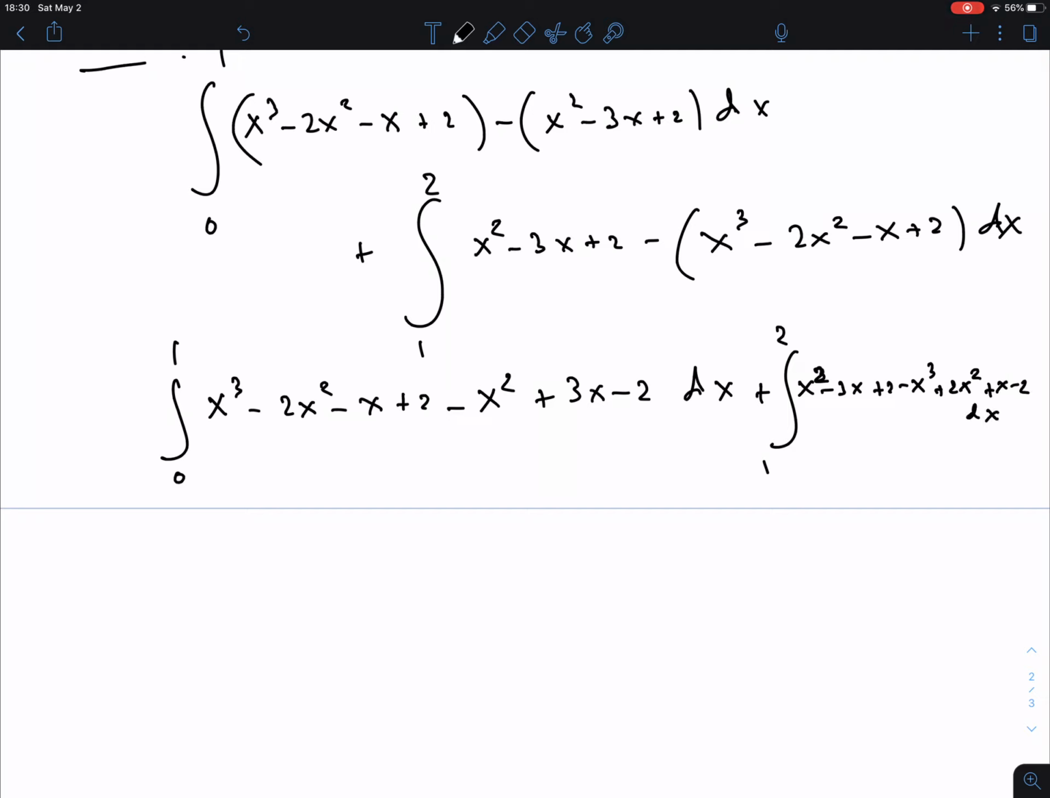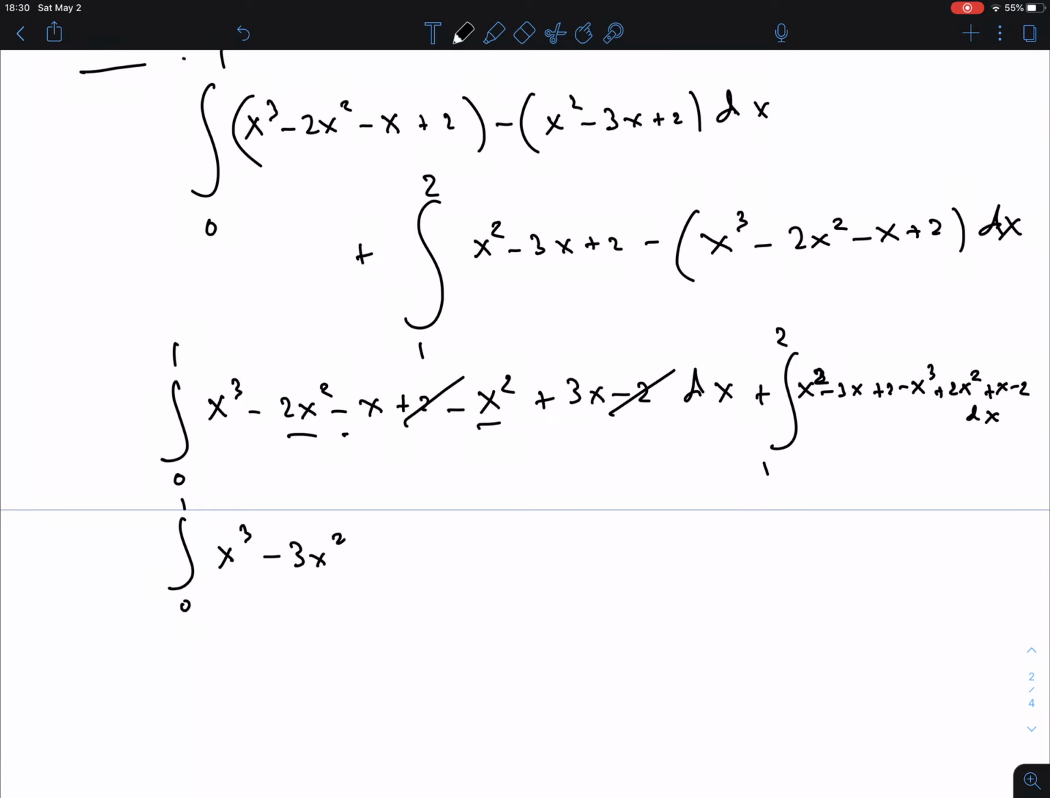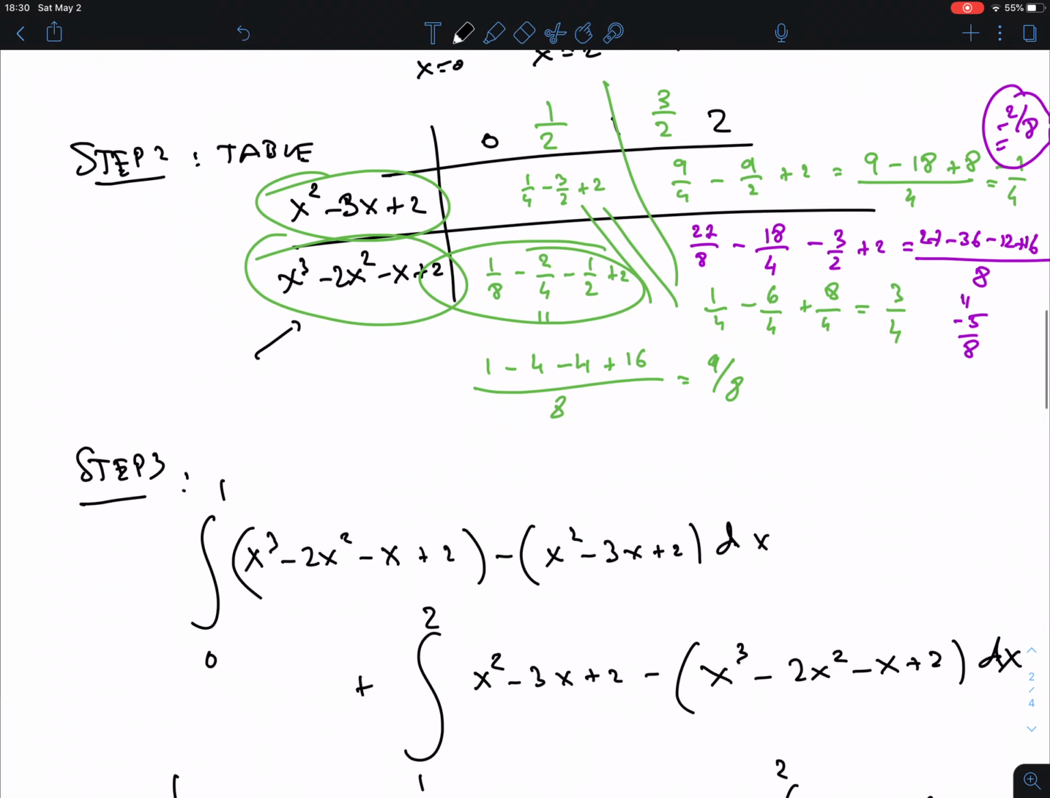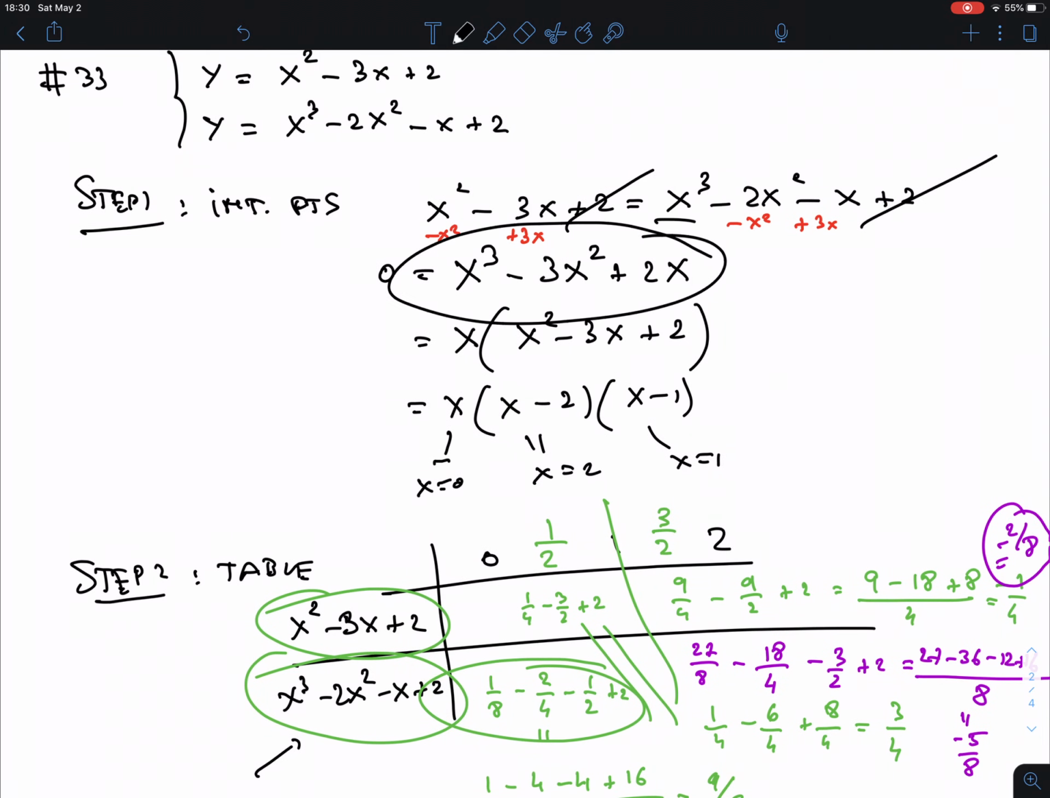So let's see. The 2 cancels with the negative 2. We get x cubed minus 3x squared. These are these guys. And then we have a minus x plus 2x. No, sorry, I'm looking wrong. Minus x plus 3x, that's plus 2x dx. What is this? Well, this is also the equation that we use, right? It must also be the equation or the negative of this equation, because this is just exactly the same thing.